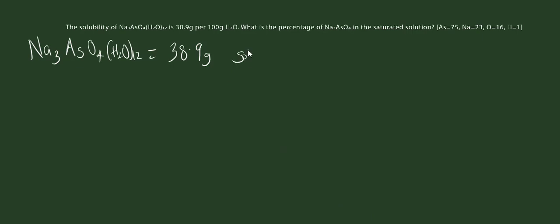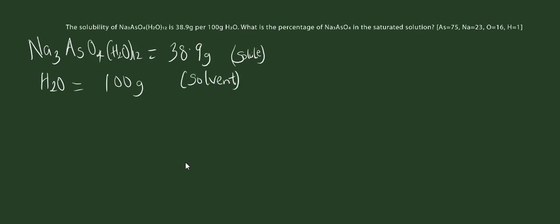Good. So Na3AsO4·12H2O, its mass is given to be 38.9 grams. That, my friends, is the solute. The solute. I'm going to put it right here. Good. Then the mass of H2O is given. H2O is what again? Our solvent.